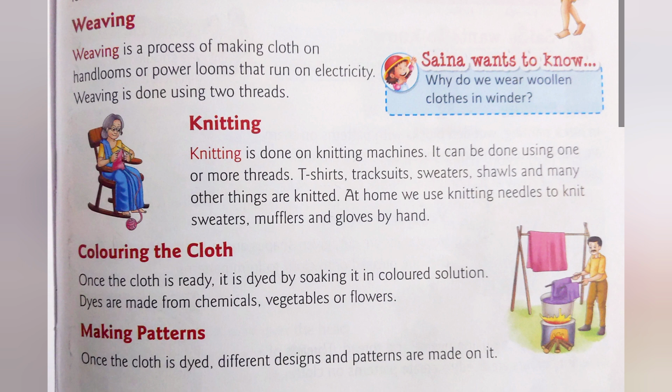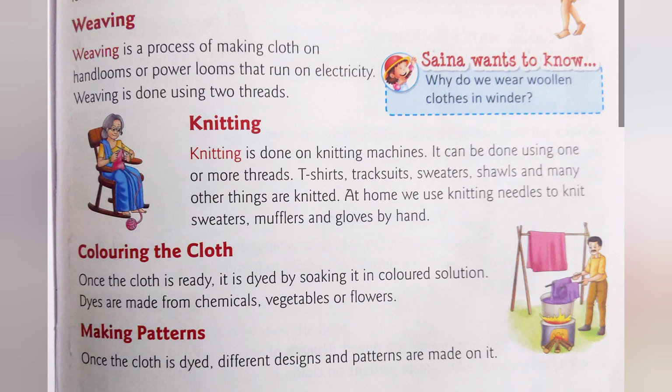Next comes coloring the cloth. Once the cloth is ready, it is colored with the help of dyes. The cloth is dyed by soaking it in colored solution. Dyes are made from chemicals, vegetables, or flowers.